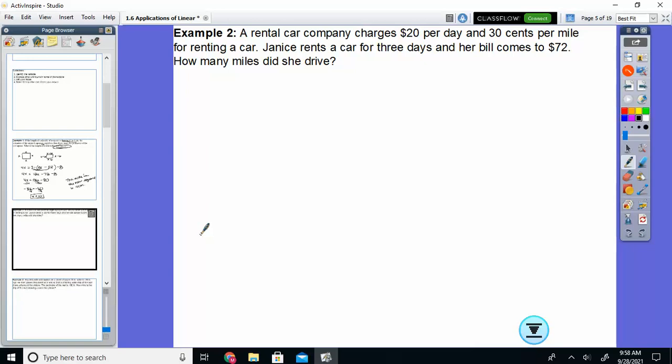Is it reasonable to draw a picture here? No. But the first step is you have to identify the variables. So we have to say what we're trying to find. So you pick your favorite letter. What do you want to call it? X. And what is X? What are we trying to find? Yep. So I'm going to call it the number of miles.